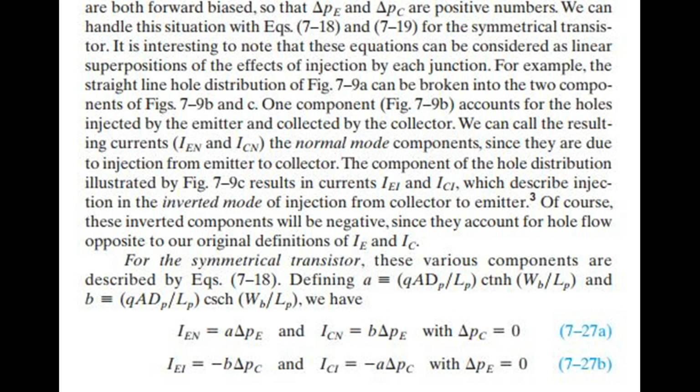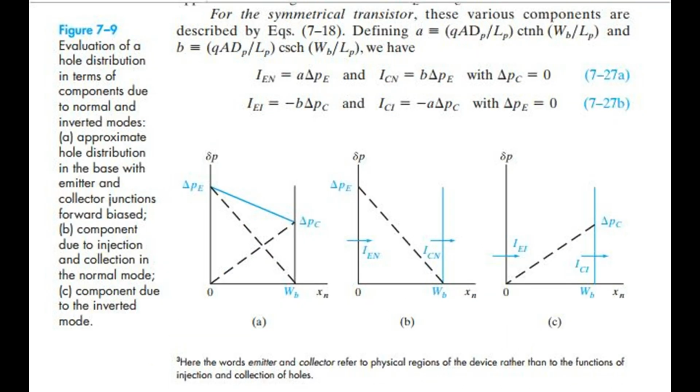Of course, these inverted components will be negative, since they account for flow opposite to our original definitions of emitter current and collector current. For the symmetrical transistor, these various components are described by Eqs. 7.18. Defining A and B, we have Figure 7.9: Evaluation of a whole distribution in terms of components due to normal and inverted modes.